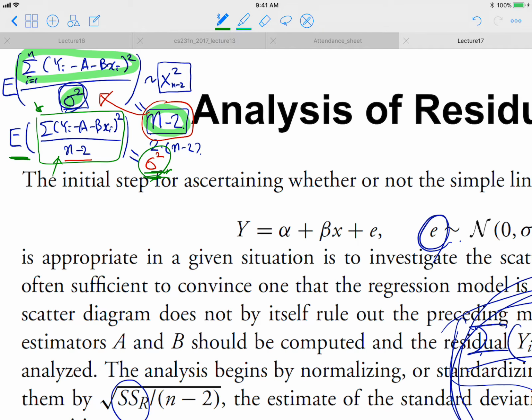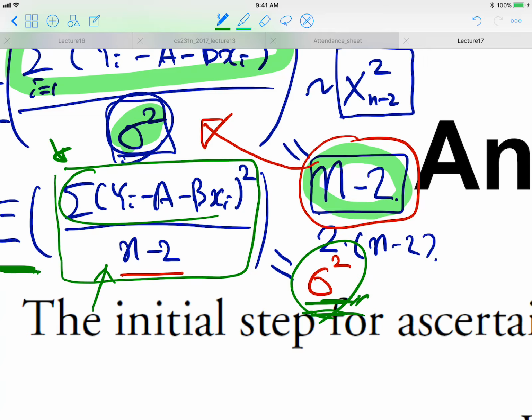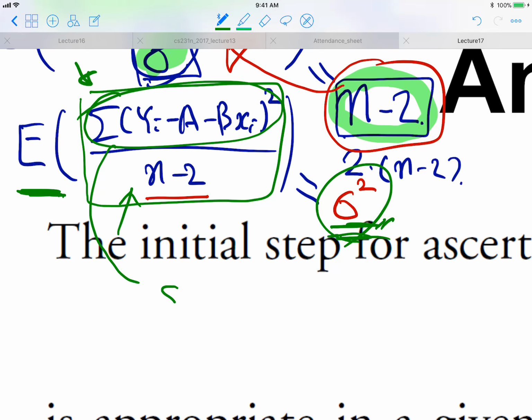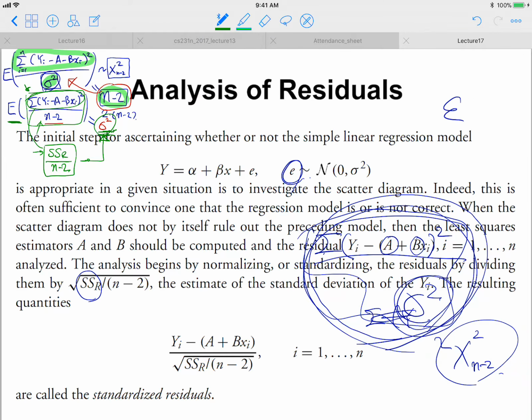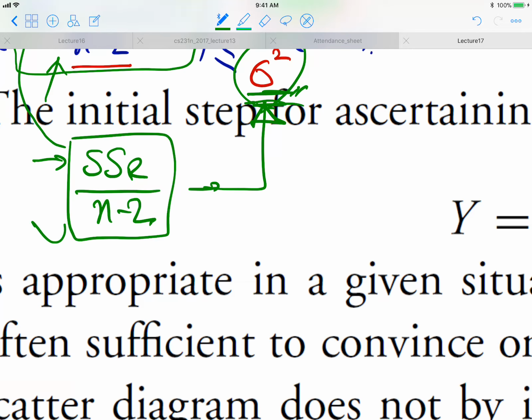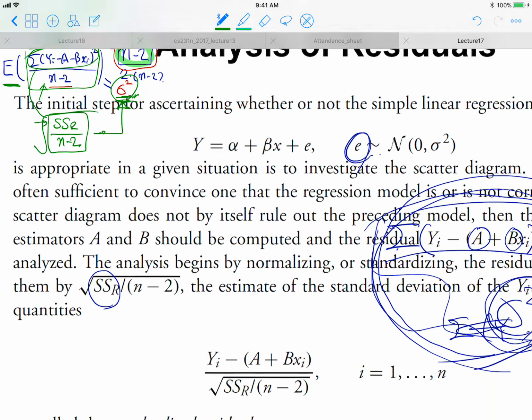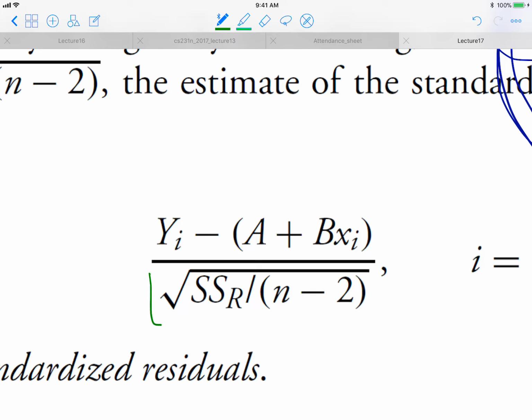Okay, and then this guy had the notation of SSR over n-2, right? So it is just rewritten by using SSR as the notation that we use, and this guy is an estimator again for sigma squared. Okay, and then what about the standard deviation? We can just take the square root of it, and the estimator of the standard deviation can be viewed as this, right?